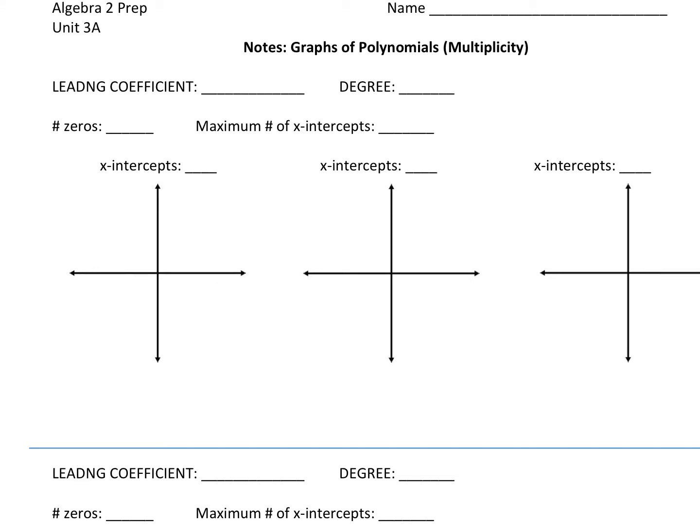In this video, we are going to talk about graphs of polynomials and specifically multiplicity. So let's start with if we have a positive leading coefficient. And we're going to talk about odd graphs, but multiplicity applies to any degree. So if I have a positive leading coefficient and a degree of 3, that means I also have 3 zeros and I have a maximum number of 3 x-intercepts.